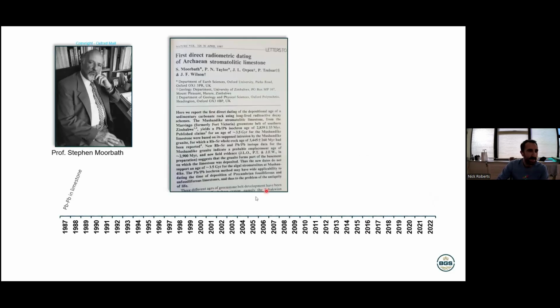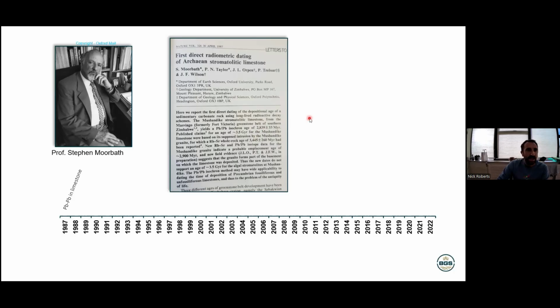The reason I want to start at the beginning is that I do find the history of isotope geoscience quite fascinating. Carbonate chronology in particular was first worked on at the Oxford lab by Professor Stephen Moorbath. An interesting guy, a German who fled Germany in 1939, spent most of his career at Oxford, and was one of the first geochronologists doing isotope geoscience in the whole world. He was a world leader for many years.